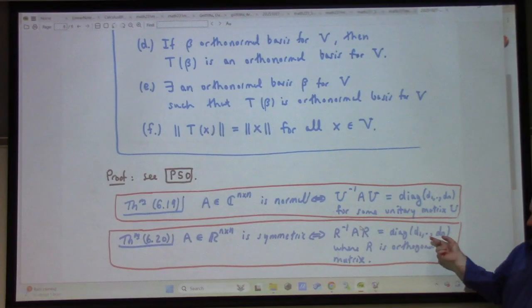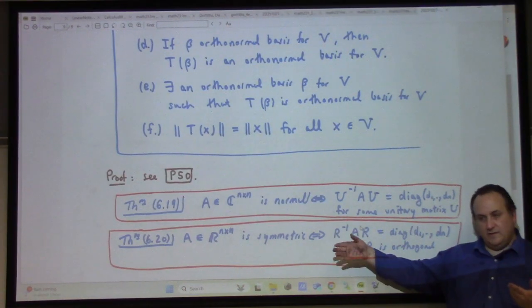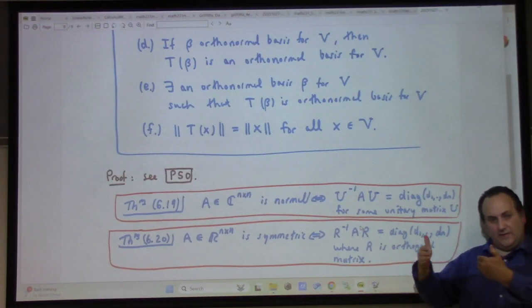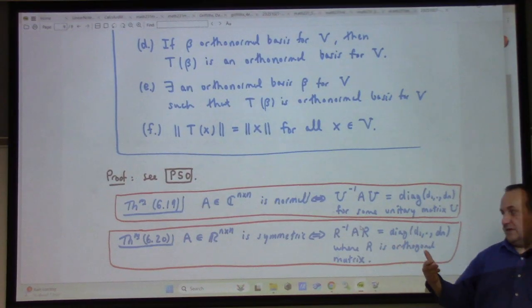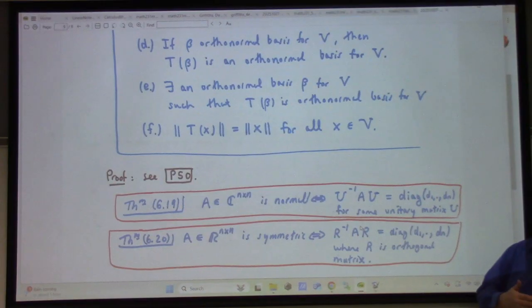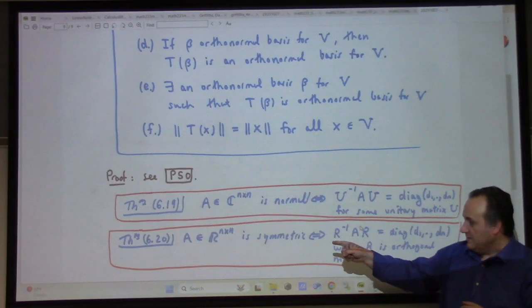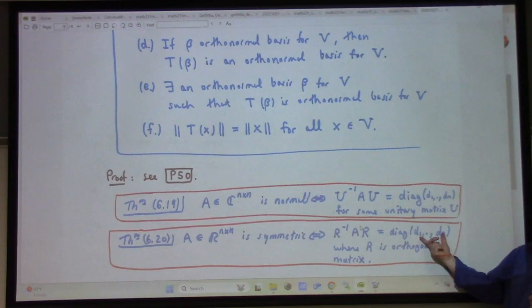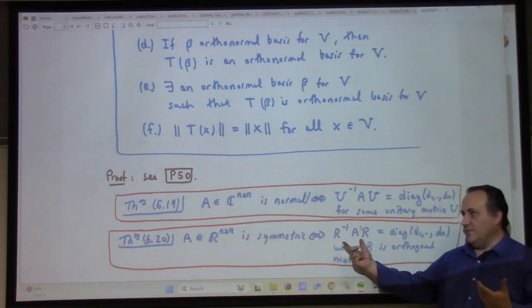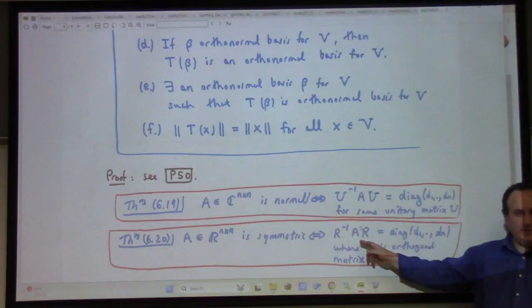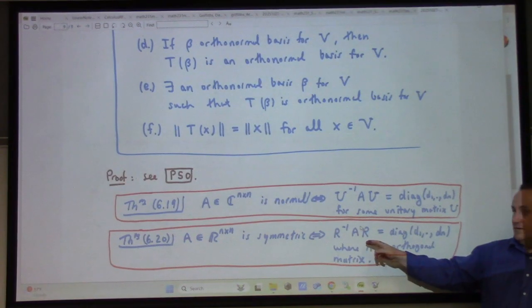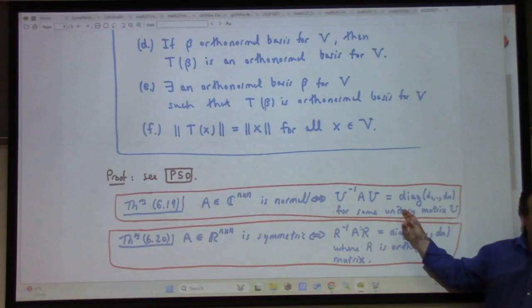Just like in the real case, if you take a real orthonormal basis for Rn and stack those together, you can glue them together and make an n by n matrix, that gives you an orthogonal matrix, right? So every orthogonal matrix corresponds uniquely to an orthonormal basis and vice versa. But a matrix is symmetric if and only if it's similar to a diagonal matrix, and not just similar, but orthogonally similar. In other words, the similarity transformation happens with respect to an orthogonal matrix. An orthogonal matrix is simply one that has R transpose R equals the identity. Unitary means that U dagger U equals the identity.